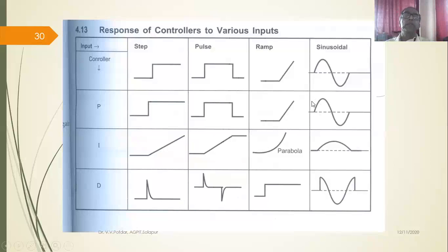Friends, this completes our control actions. Later on, when your exams are over, we'll try to discuss more details and we'll study the different types of inputs, and corresponding to these inputs, how the controller will respond: how the proportional controller will respond to step input, how the integral controller will respond to step input, how the derivative controller will respond to step input. For pulsed or impulse input, how PID controllers would respond. For ramp input, how PID control actions would respond. For sinusoidal input, how the PID controllers will respond.